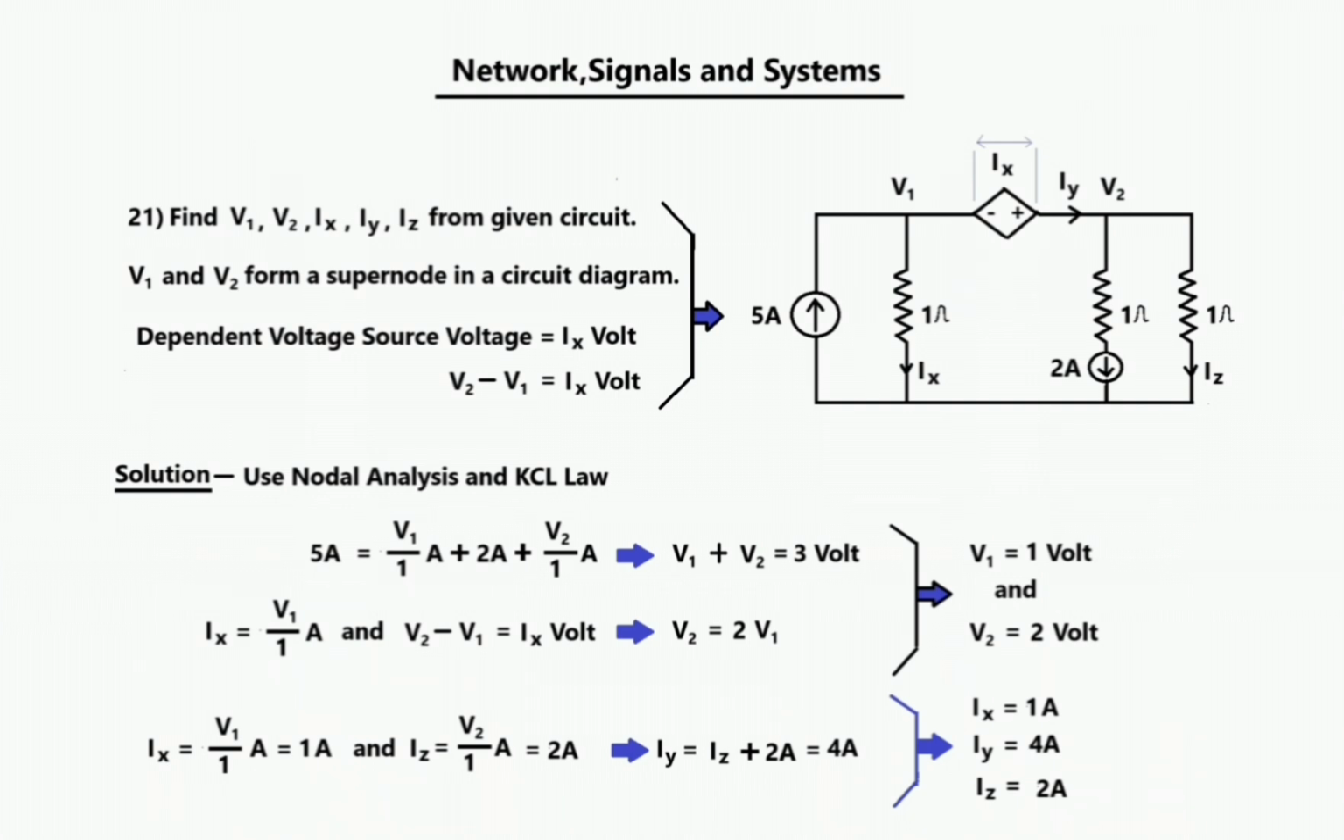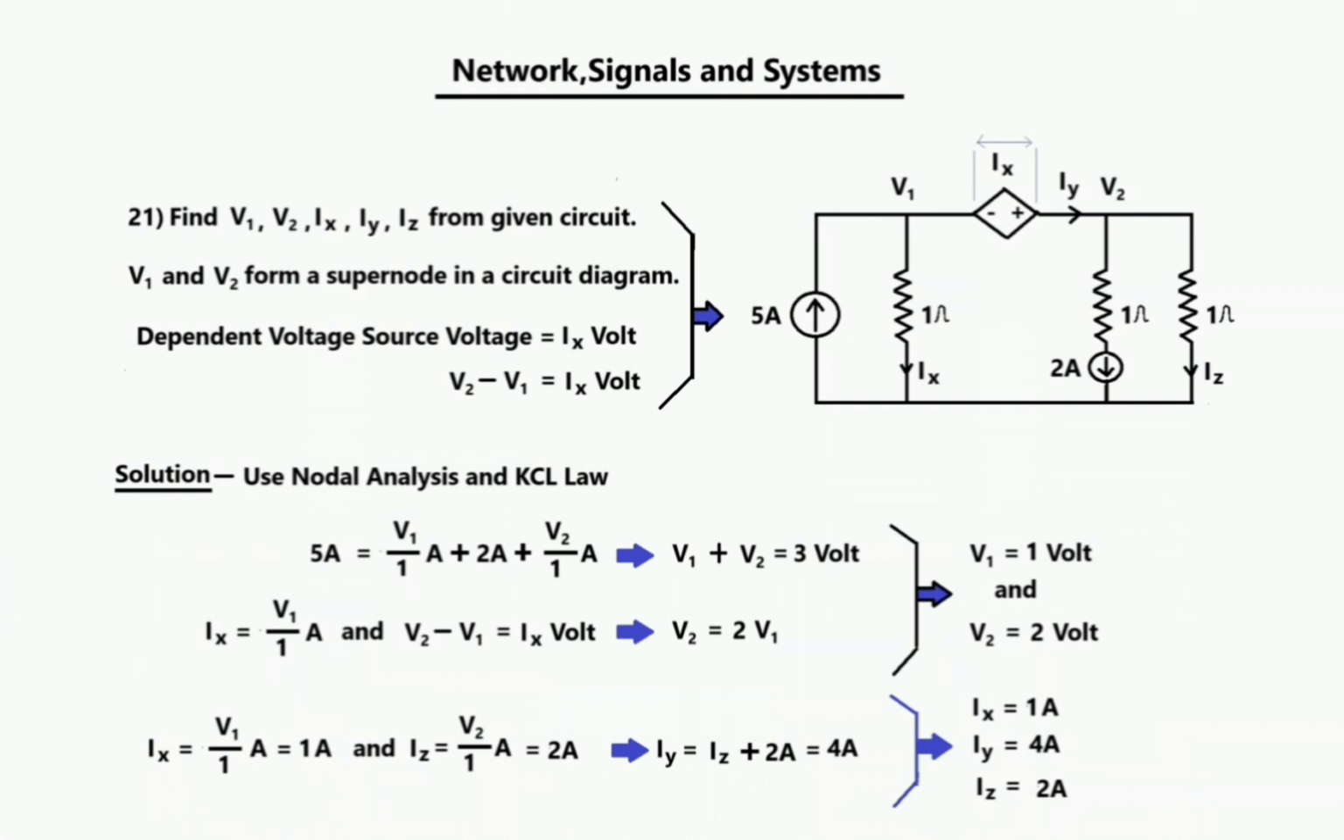5 ampere equals V1 upon 1 ohm plus 2 ampere plus V2 upon 1 ohm. So V1 plus V2 equals 3 volt, and Ix equals V1 upon 1 ohm, and V2 minus V1 equals Ix volt. So V2 equals 2 V1. We put the value of Ix equal to V1 here.